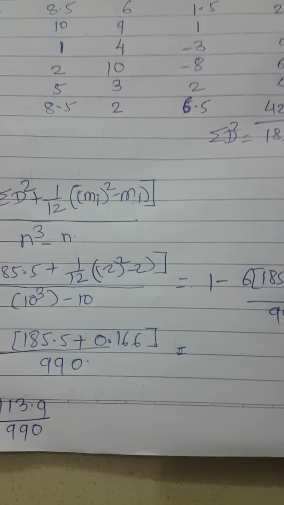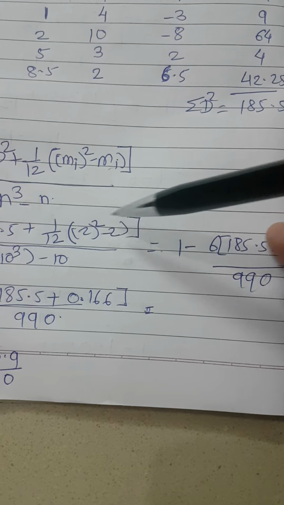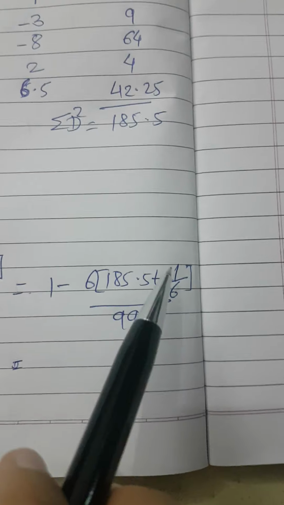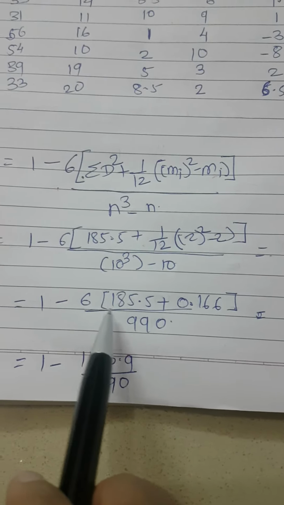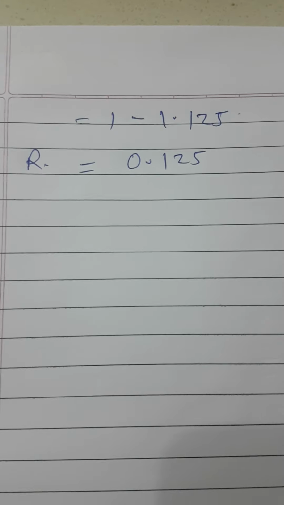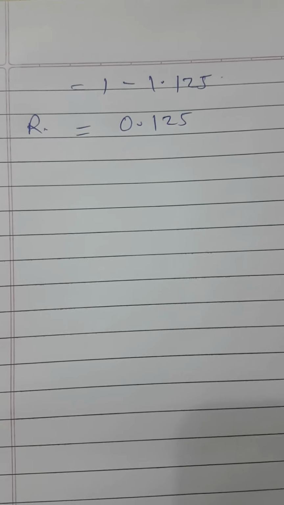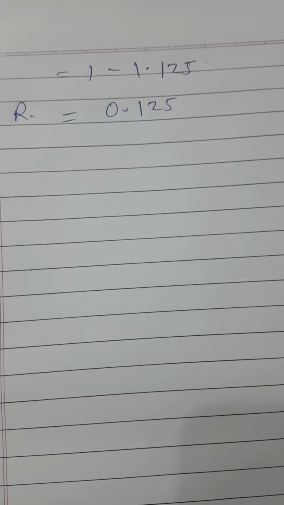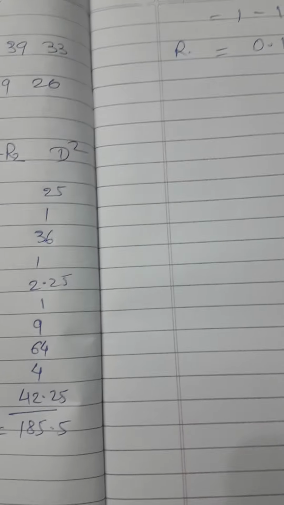Here we have calculated all the values on the calculator. After doing all the calculations, my value comes to 0.125. That means the value of the Spearman coefficient is 0.125. They have just asked for the coefficient, so we are not going to give any interpretation after this. I hope the concept and the calculations are clear to you. Thank you so much.